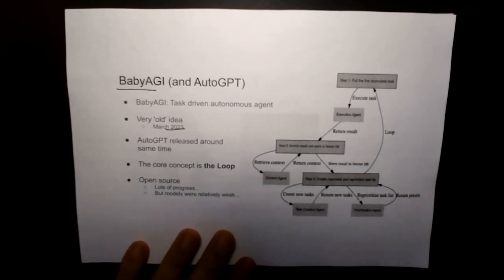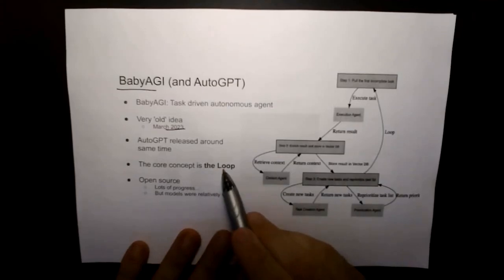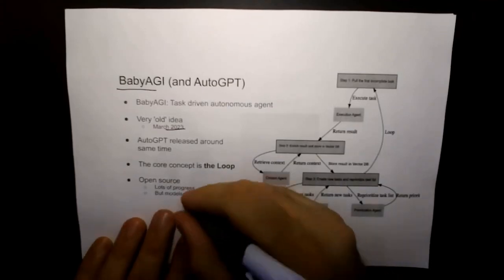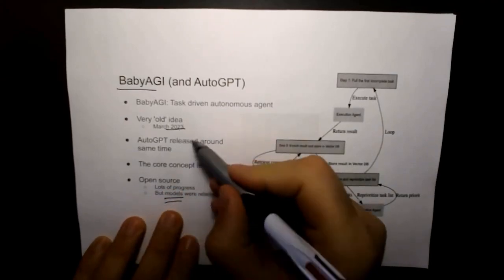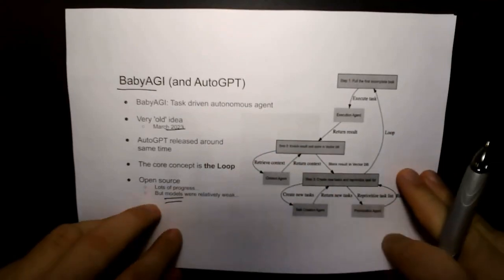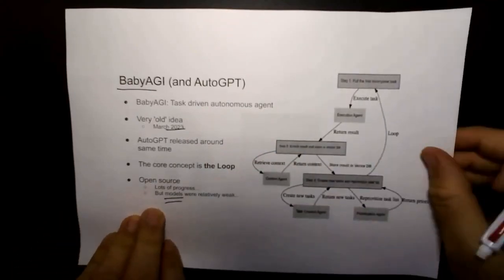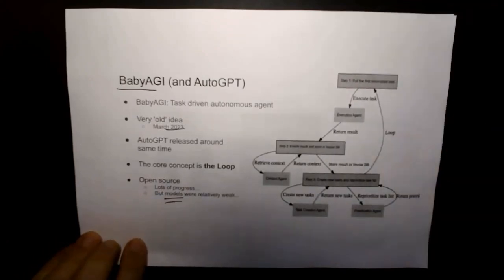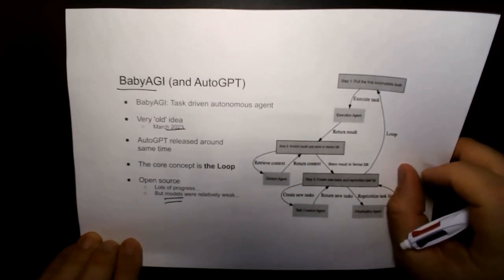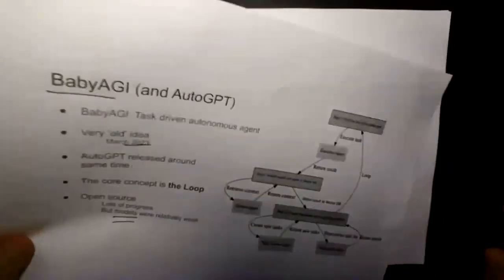so the core concept is the loop. Okay. And it was open source, so there was a lot of progress. The thing to remember, though, is that the models back then, in ancient history, 2023, were not anywhere as good as they are now. The underlying models have become significantly better. Baby AGI did some impressive things, but it was doing it over models that were not as good as there have been major advances in the models in recent times.